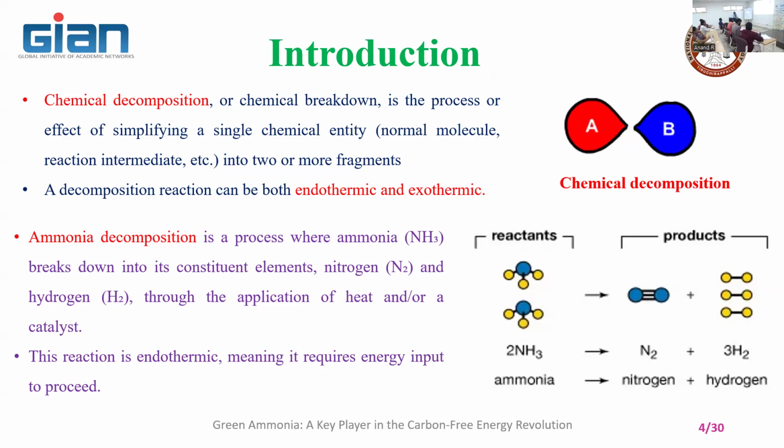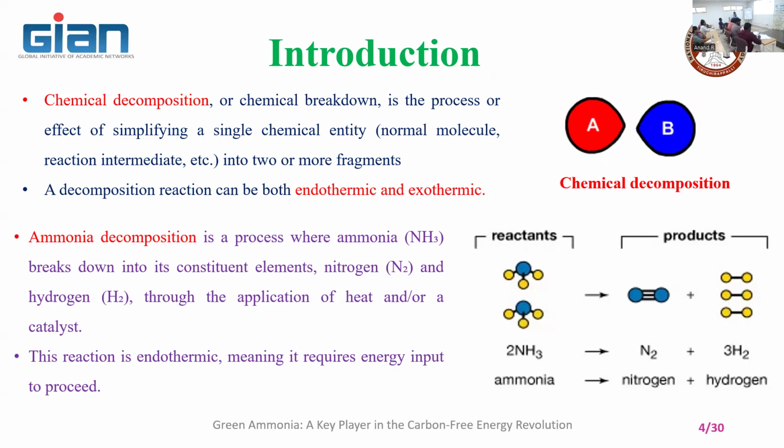So chemical decomposition or chemical breakdown is the process or effect of simplifying a single chemical entity, a normal molecule, or a reaction intermediate into two or more fragments. It need not be hydrogen along with nitrogen directly, and in between there are intermediate reactions happening to convert ammonia into hydrogen. Yesterday we saw around 36 intermediate reactions happening in between to form ammonia from nitrogen. Similarly, intermediate species form in between to produce hydrogen from ammonia.